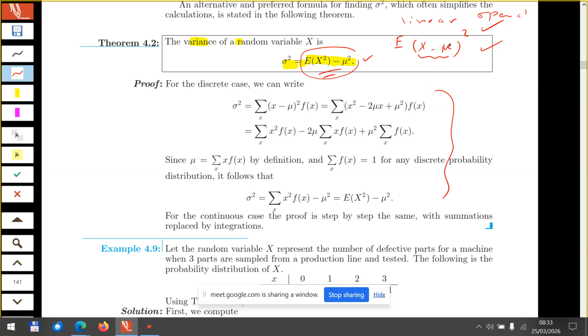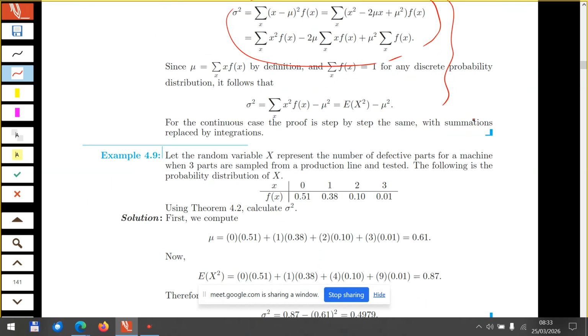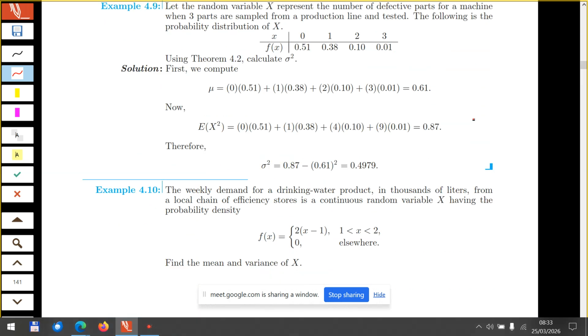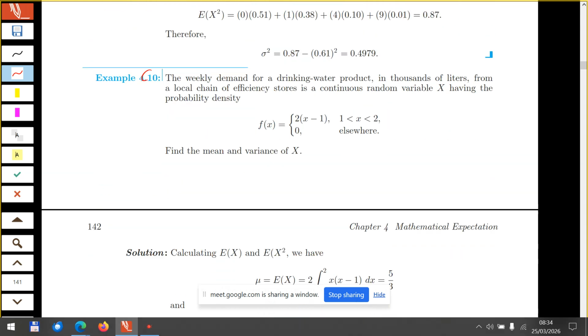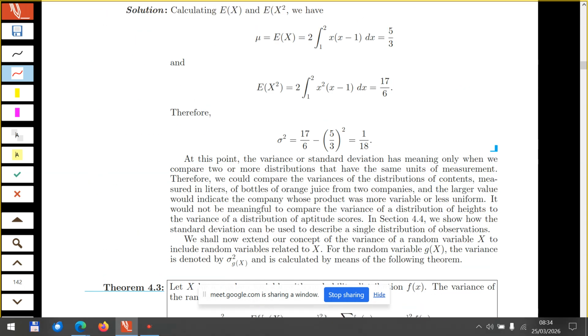The good thing about that proof using linearity is that the same proof applies to both discrete and continuous. For example, the proof given by the author only works with discrete. You have to repeat it for continuous, but the proof based on linearity is applicable to both. If you want practice, these two examples, one is for discrete and one is for continuous. That's just obvious.